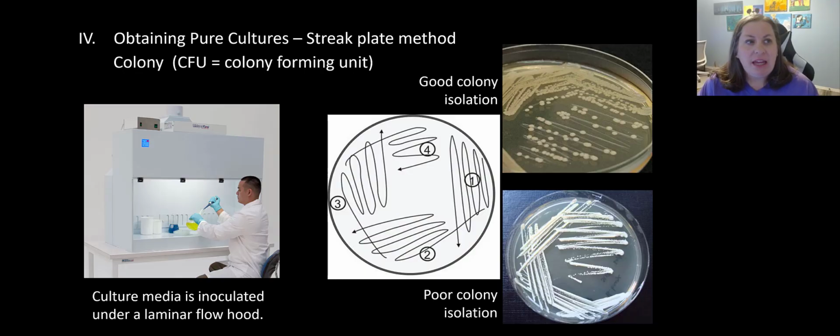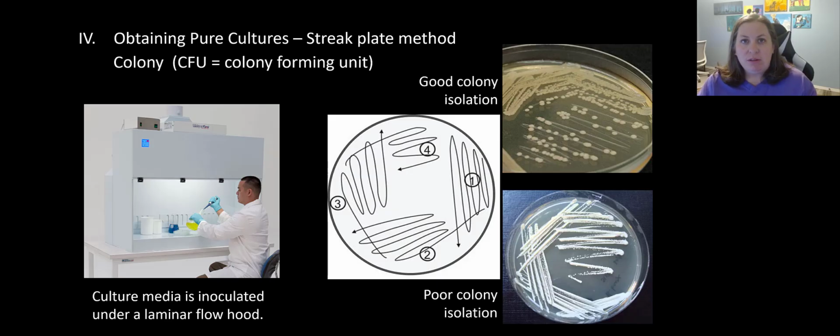So how do we obtain a pure culture? How do we make sure that we are only really growing one type of bacteria specifically? Well, to do this, we use a certain method that's called the streak plate method. And in this method, we ultimately hope that we get some colonies that are completely isolated. These colonies are called colony forming units, or CFUs.